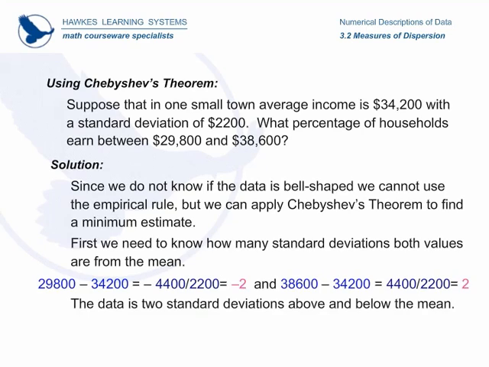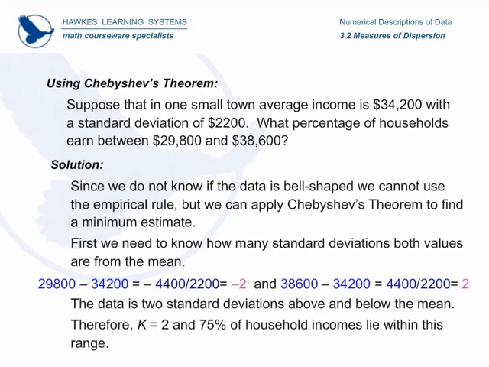The data is 2 standard deviations above and 2 below the mean. So if we're using Chebyshev's theorem, we would use a K equal to 2, and we know 2 standard deviations means that 75% of the household incomes lie within this range.